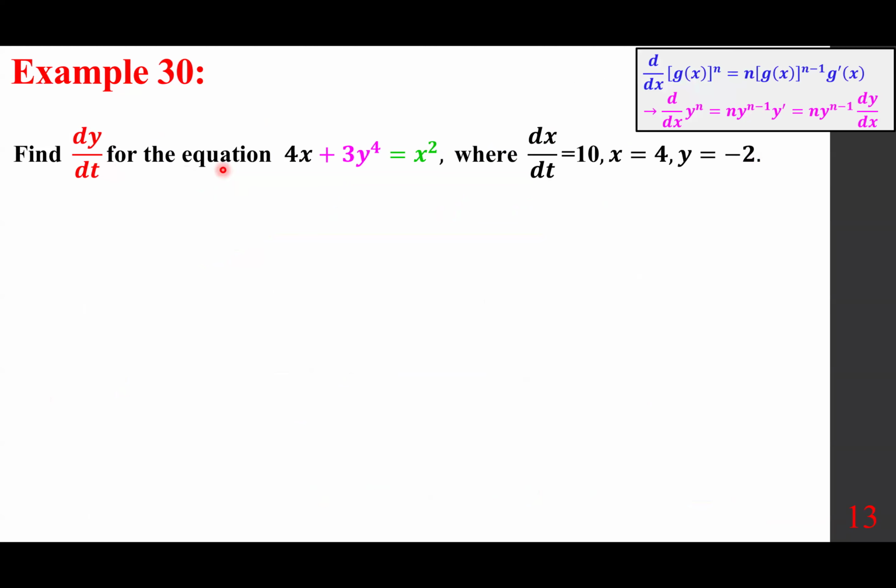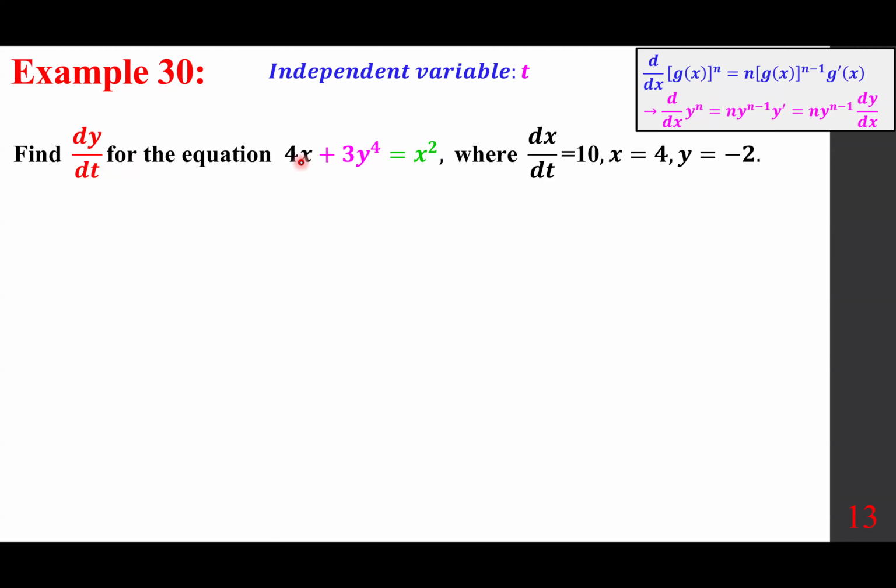Find dy dt for the equation 4x plus 3y to the power 4 equals x squared, where dx dt is 10, x is 4, y equals minus 2. The moment you see dy dt, you should recognize the independent variable is no longer x, it's t, which means the derivative of x is no longer 1. So the derivative of x is dx dt. Okay, so we are going to differentiate this.